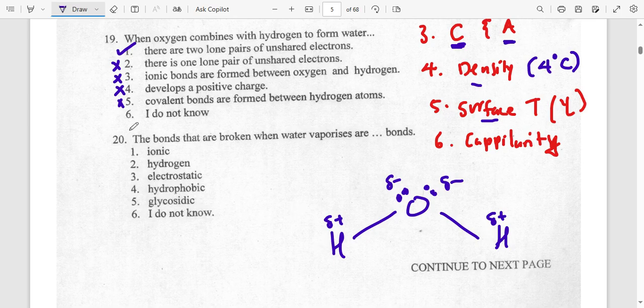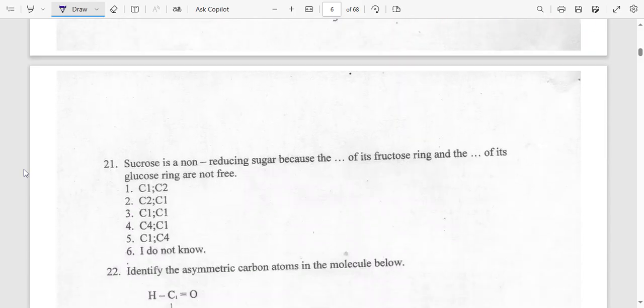The bonds that are broken when water vaporizes. Any change of state that happens to water, what you break are hydrogen bonds. You're going to have another water molecule like this. It's attracted to another water molecule by hydrogen bonds. Okay, so it's hydrogen bonds which will be broken for any change of state to happen.